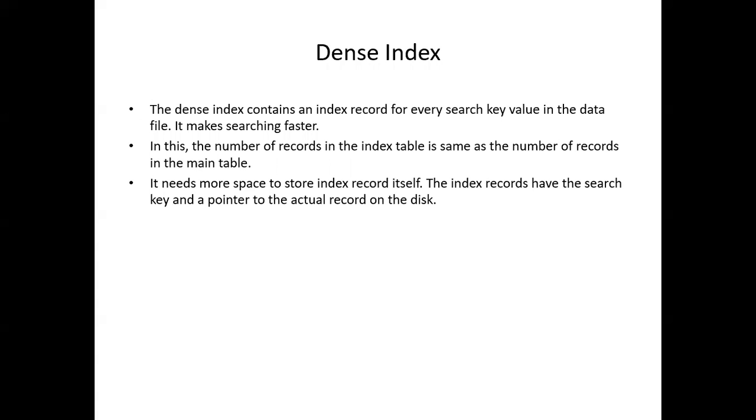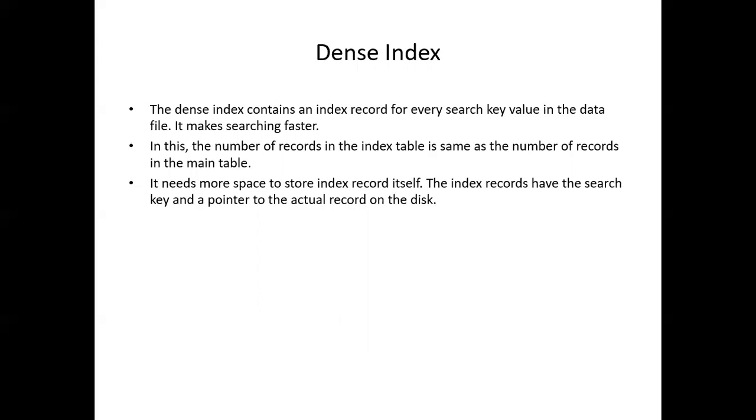Now dense index. The dense index contains an index record for every search key value in the data file. It makes searching faster. In dense indexing, the number of records in the index table is the same as the number of records in the main table. A drawback of dense indexing is that it needs more space to store the index records themselves. The index record has the search key and the pointer to the actual record on the disk.